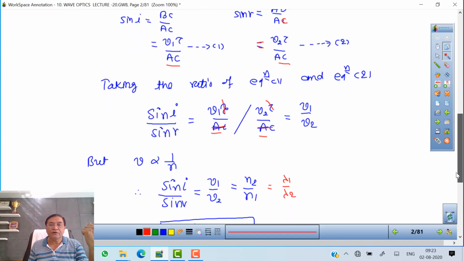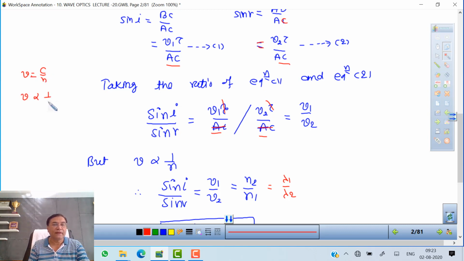But velocity is always inversely proportional to the refractive index. And this is the absolute refractive index, not the relative. Because we know that V is equal to C upon N. C is constant. So we can say that V is proportional to 1 upon N. So if you use this relation, then V1 upon V2 becomes N2 upon N1.